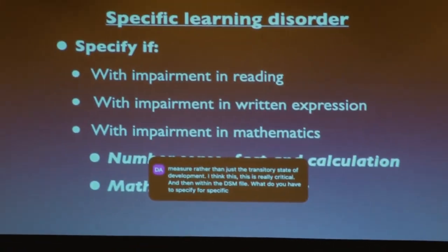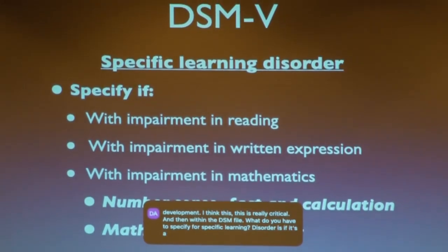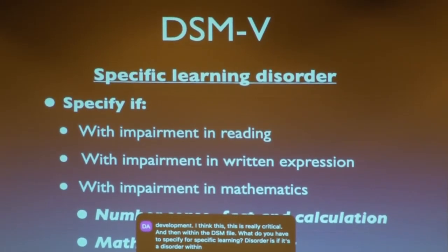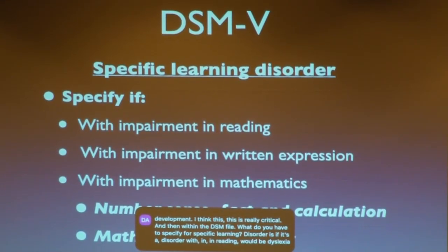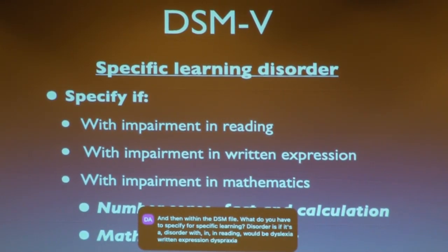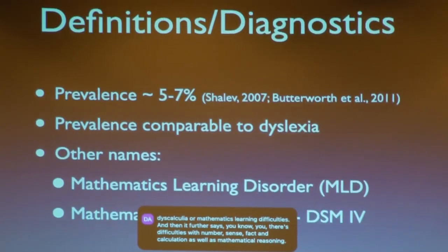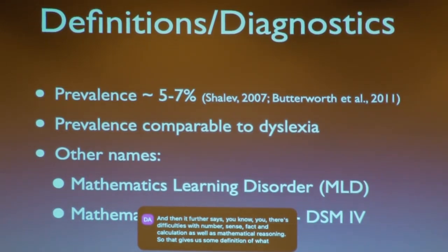Within the DSM-5, what you have to specify for specific learning disorder is if it's a disorder with impairments in reading, which would be dyslexia, written expression, dyspraxia, and with an impairment in mathematics, it would be dyscalculia or mathematics learning difficulties. It then further says there are difficulties with number sense, fact and calculation, as well as mathematical reasoning. So that gives us some definition of what developmental dyscalculia is.